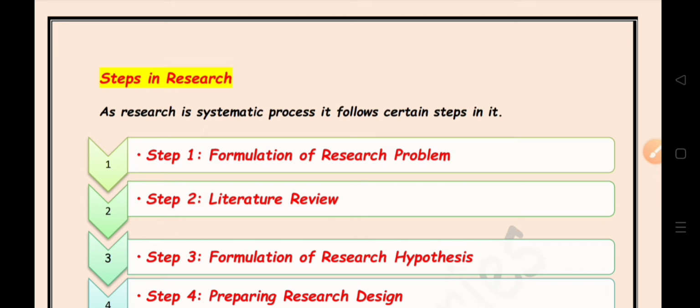In today's video, we are going to learn about the steps in research. Before starting this video, if you want to learn about the research concept and its characteristics, which I have covered in the last video, I will be sharing the link of that video in the description of this video, so you can go through that video and revise those concepts. Okay, so let us begin with this video.